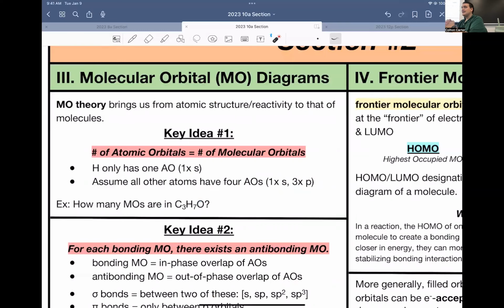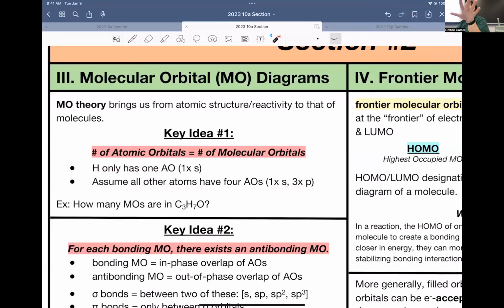There are two key ideas that you need to know from the MO theory, which is stuffy. First one, the number of atomic orbitals equals the number of molecular orbitals. So let's remind ourselves of atomic orbitals. If you're a hydrogen, you only have one atomic orbital, right? You just have the 1s orbital. Then if you are another atom on the second row below, you're going to have an s orbital and 3 p orbitals. And you might have some others, like d orbitals, whatever. Just assume you have the s and 3 p's.